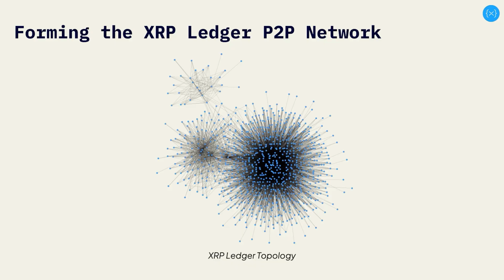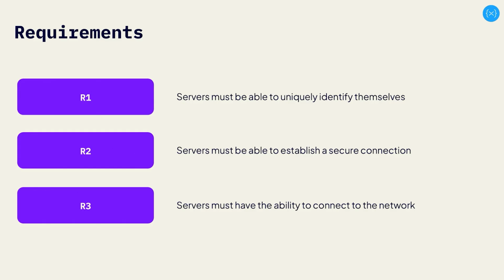Let's discuss how the XRP Ledger peer-to-peer network forms. We have a couple of requirements. First, each server on the network must be able to uniquely identify itself. Second, servers must be able to establish secure communication channels between each other. And finally, the servers in the network must have the ability to connect to the network and find other servers to connect to. So how do they do this?